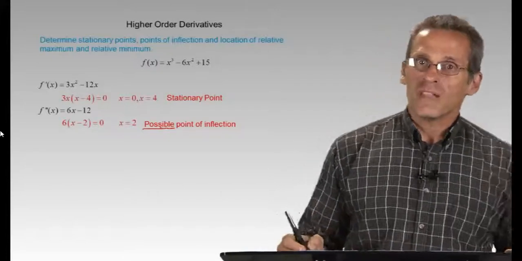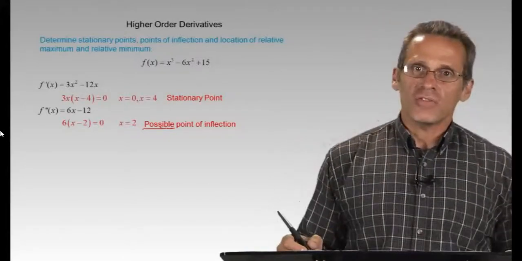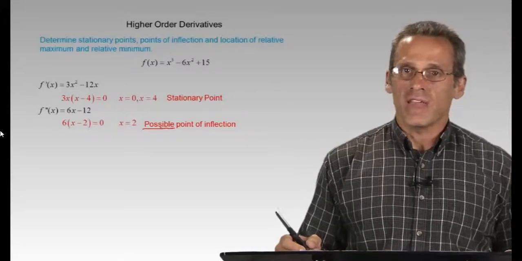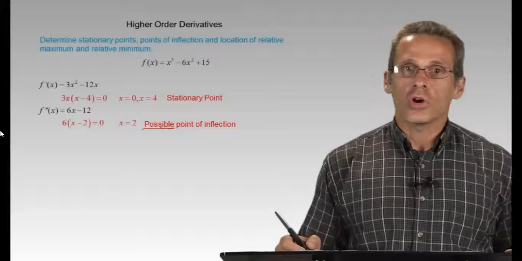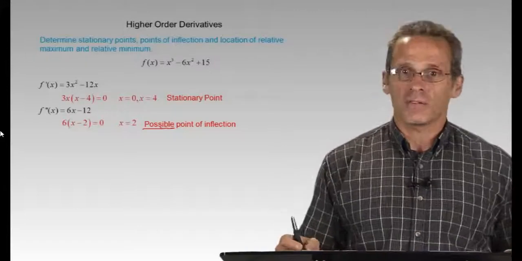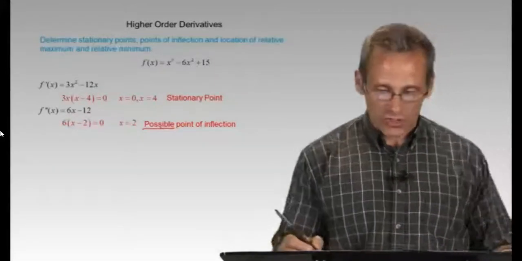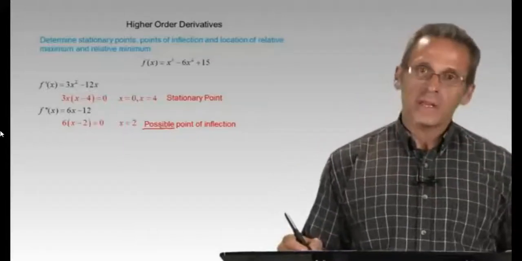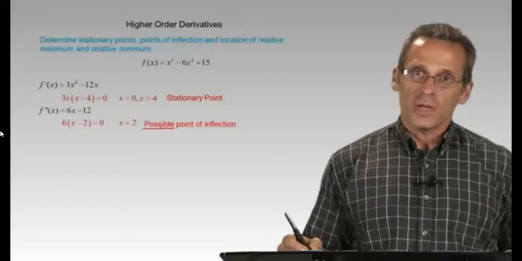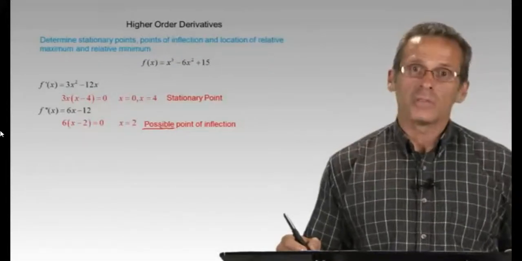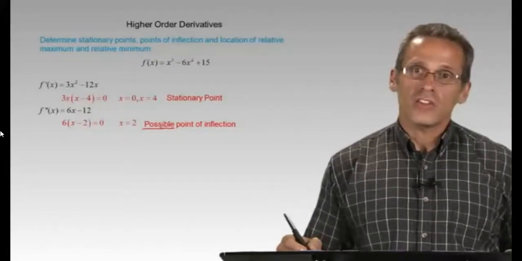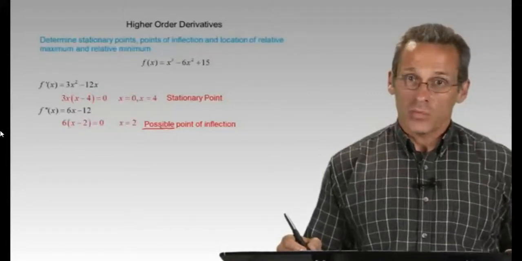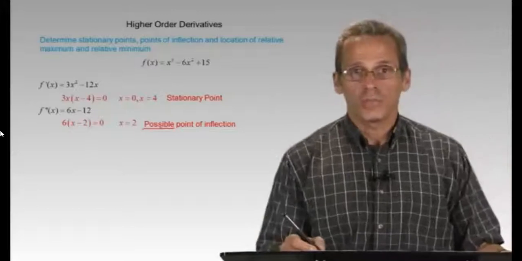Why? Well, inflection points occur where you have a change of concavity as you pass through it. You go from concave up to concave down when you move left to right, or you go from concave down to concave up when you move from left to right. We have to check to see if that is so. So what we will do is be strategic. We will pick a point left of 2 and right of 2 and substitute into the second derivative to see if we get a change of positive to negative or negative to positive. And if we do, we have an inflection point.